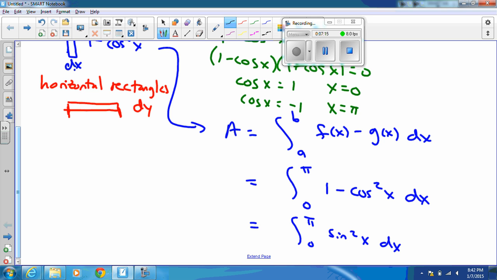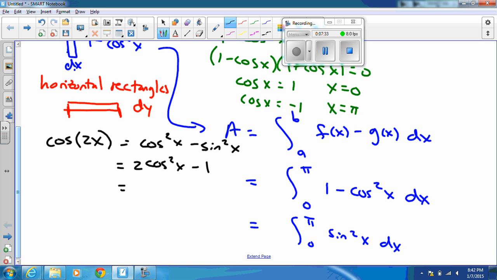In order to integrate either cosine squared or sine squared, we're going to appeal to the double angle identity. You may recall that cosine of 2x has 3 different representations. One is cosine squared x minus sine squared x. One is 2 cosine squared x minus 1. And one is 1 minus 2 sine squared x. These representations actually allow us to integrate cosine squared and sine squared by rewriting them in terms of cosine 2x. And this gives us the double angle identities.